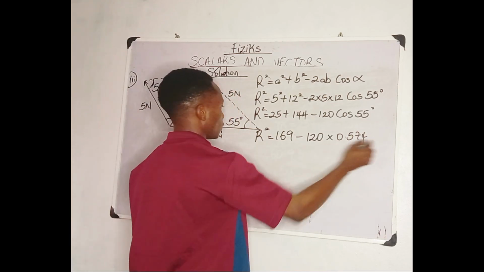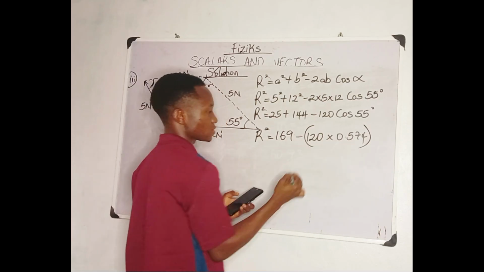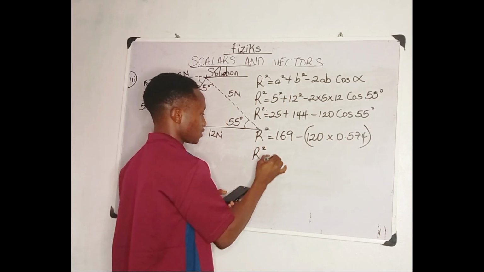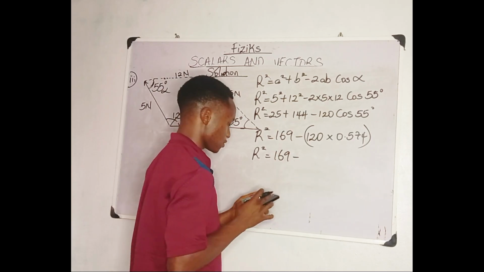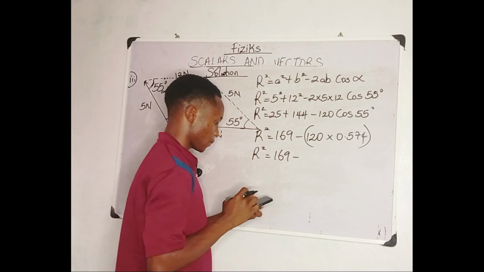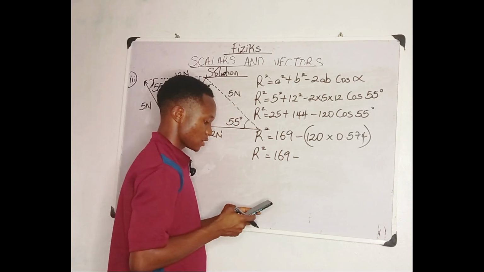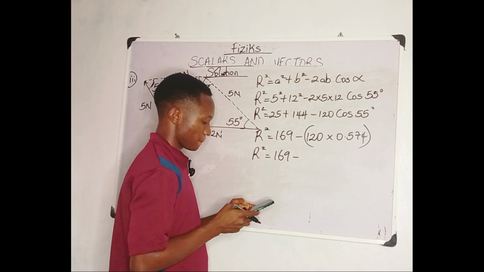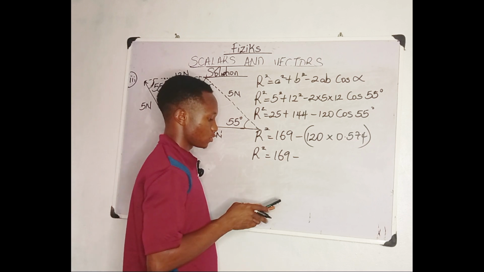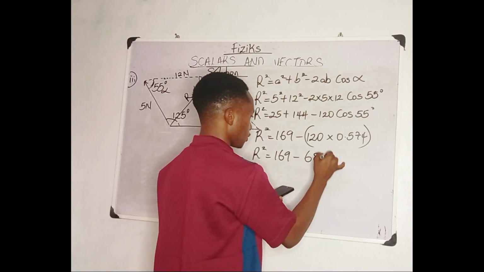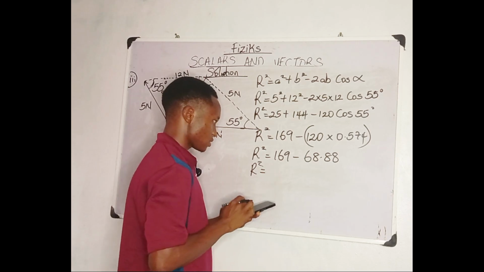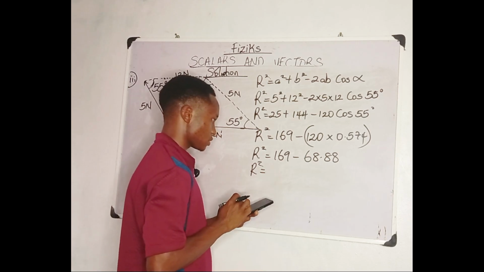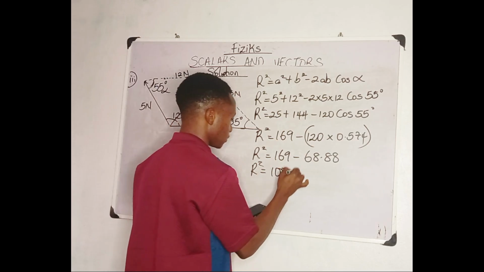So when you multiply this and this, you'll have r squared is equal to 169 minus 120 times 0.574. That should be giving us 68.88. When you subtract, you have r squared is equal to 169 minus 68.88, which gives you 100.12.